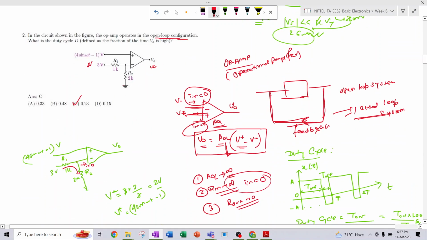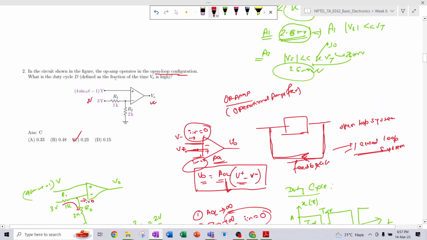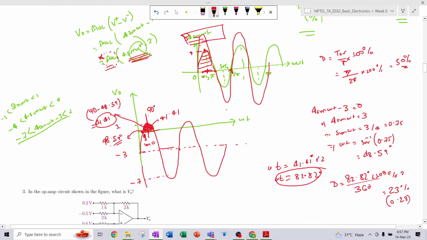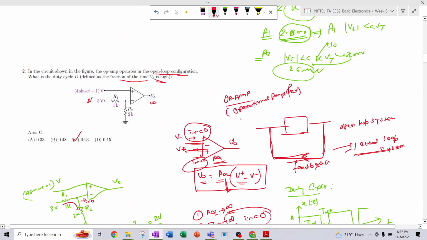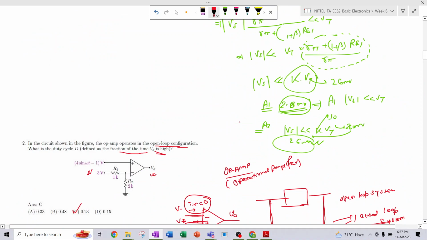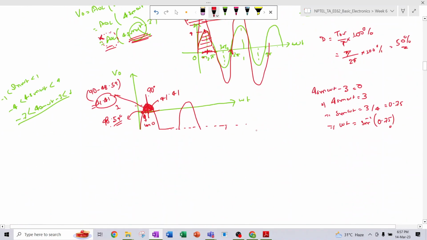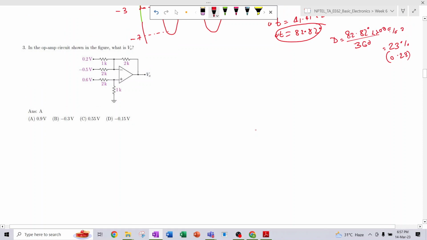With 23% duty cycle in this condition, during this fraction of time VO is high, that means VO is greater than 0. Okay. So this is how we can calculate during what time the signal is on. Okay.